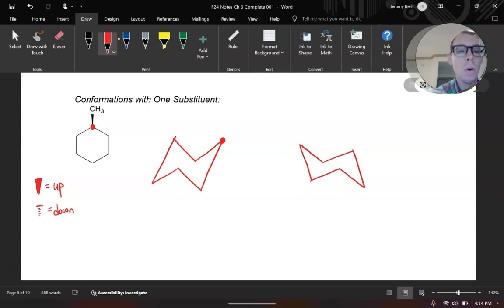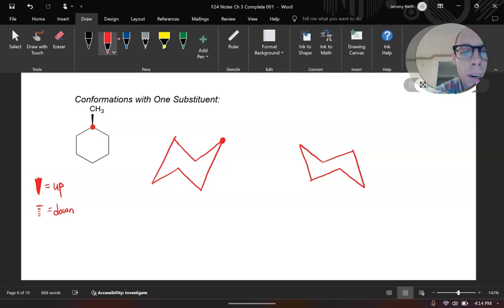And we know that it has a wedge because it's drawn with a wedge. And we've defined wedges as being up. That means my CH3 needs to be up. And there's only going to be one up position and one down position. And we need to know, is that going to be an axial up or an equatorial up?